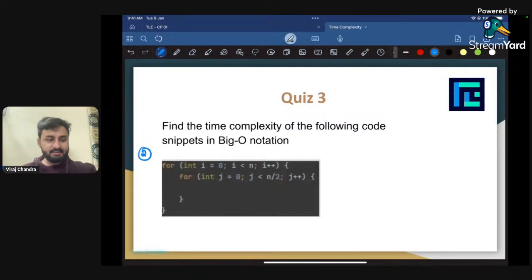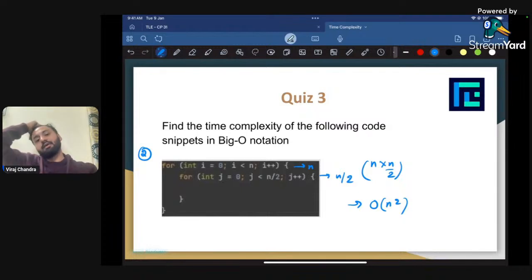What do you think is the time complexity, guys? So this runs in n order. This runs in n by 2 order. So you can multiply both. N into n by 2, which is O of n square, because we can remove this by 2 factor. I hope this is clear. Very, very simple. Again, pause me, guys, ask me any doubt you have in the chat. I'm looking continuously at the chat for your answers.